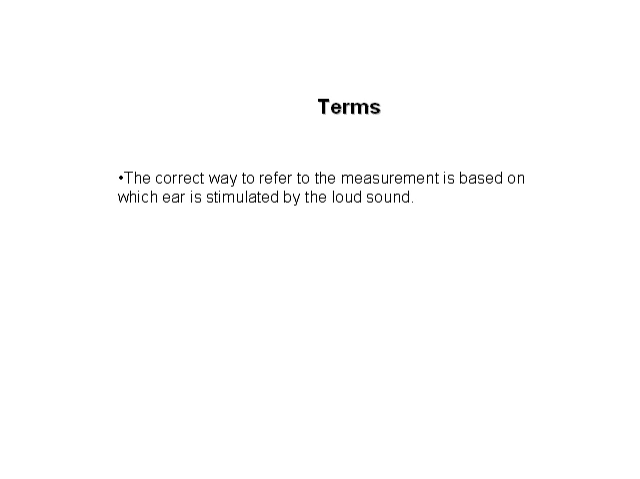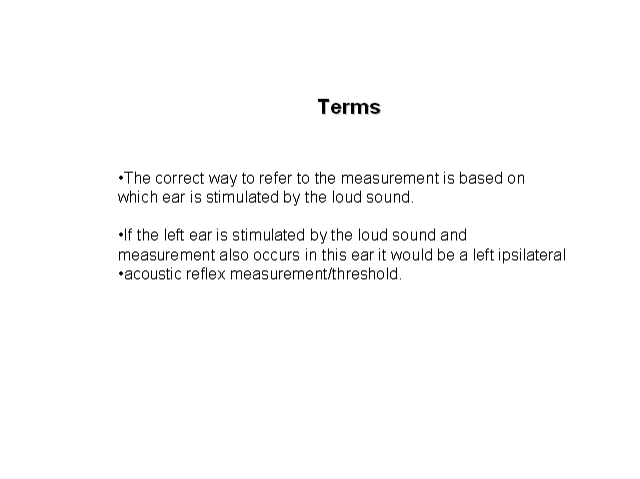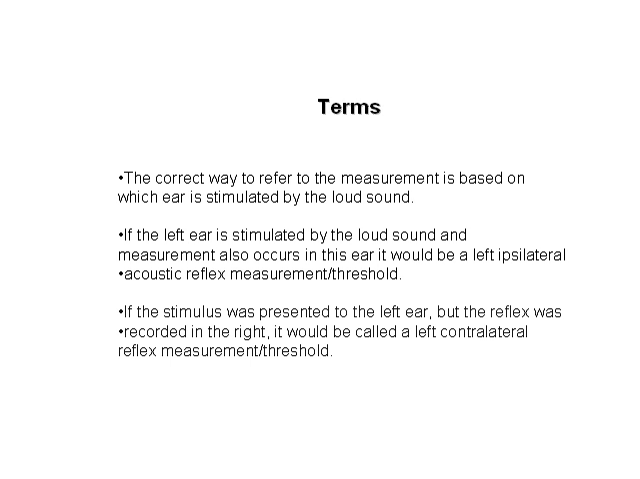The correct way to refer to the measurement is based on which ear is stimulated by the loud sound. If the left ear is stimulated by the loud sound and measurement also occurs in this ear, it would be a left ipsilateral acoustic reflex measurement. If the stimulus is presented to the left ear but the reflex was recorded in the right, it would be called a left contralateral reflex measurement.